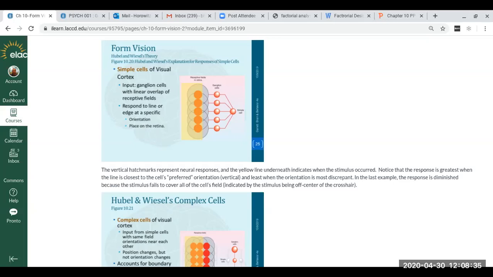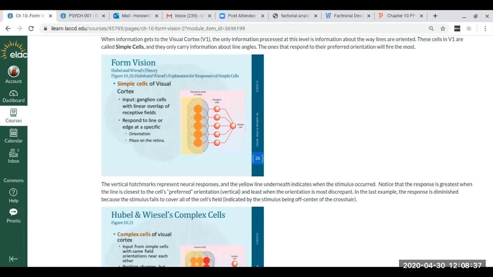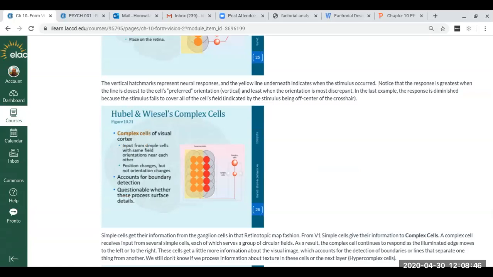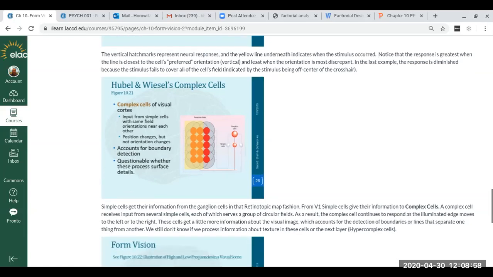So, the simple cells, with their different line orientations, combine in V1 to give their information to a little higher up type of cell called complex cells. Complex cells take the line orientations of the different simple cells together and try to create a bigger picture. As it says here, simple cells get their information from the ganglion cells in that retinotopic fashion. From V1, simple cells give all the information about line orientation to the complex cells.